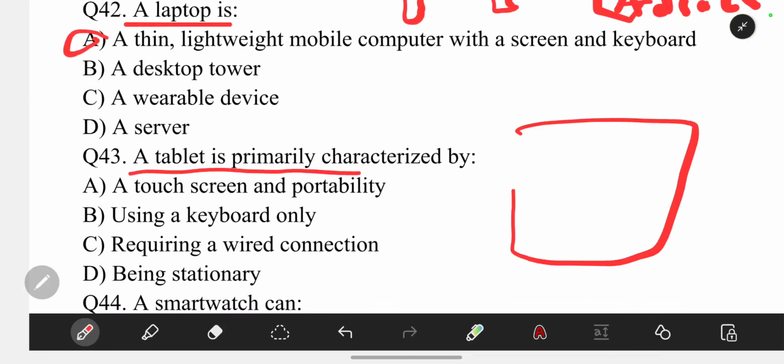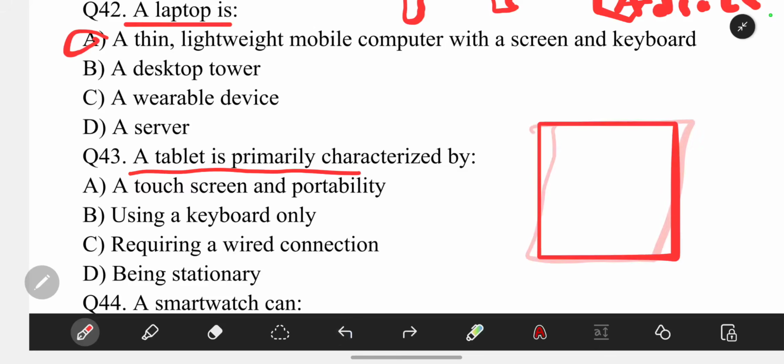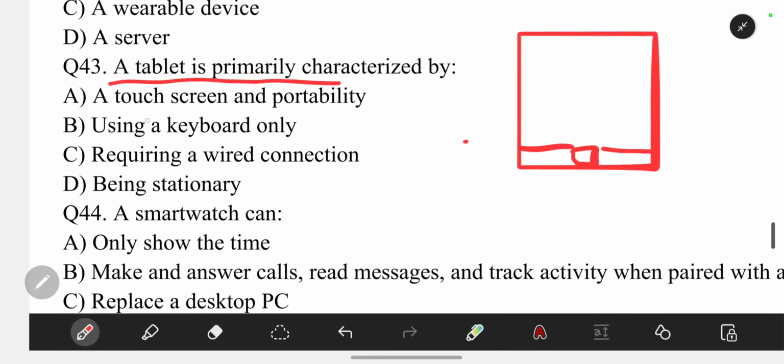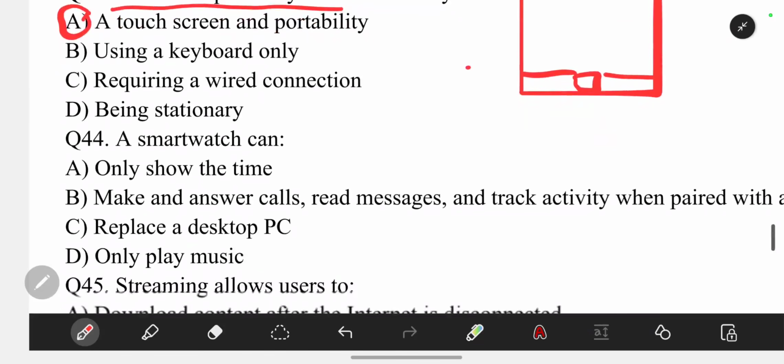A tablet is primarily portable. It is able to be carried. That's the meaning. You are able to carry an iPad, or rather a tablet. You are able to carry the tablet, and it is made up of a touch screen. So it is characterized by a touch screen and portability.